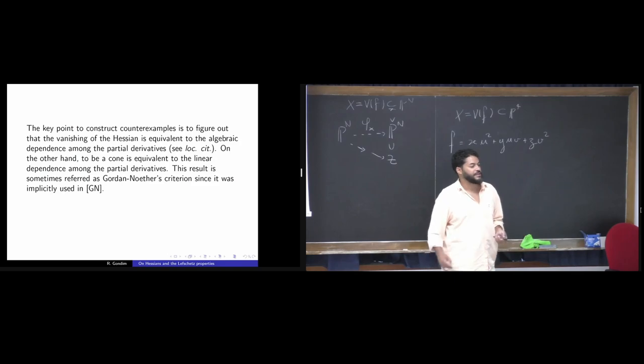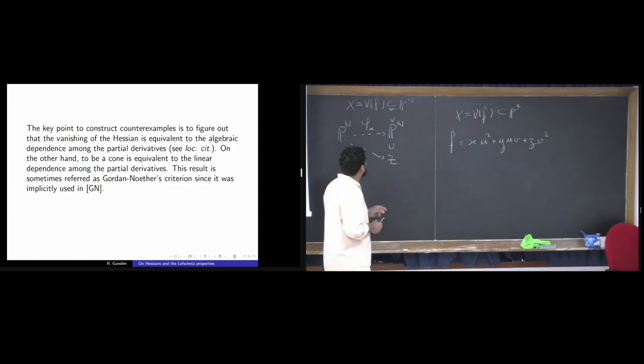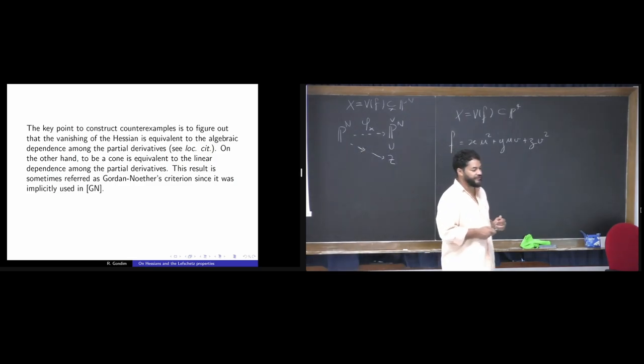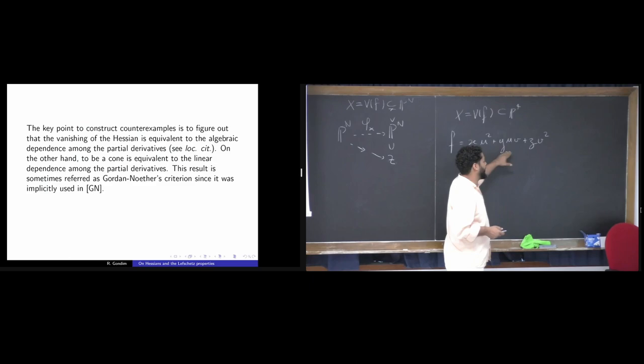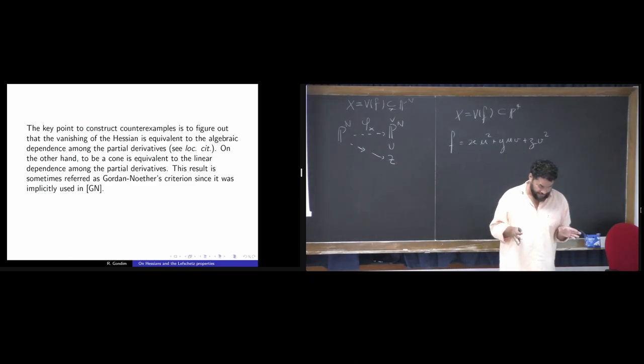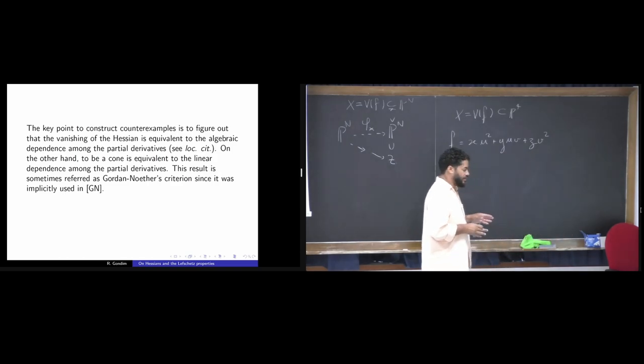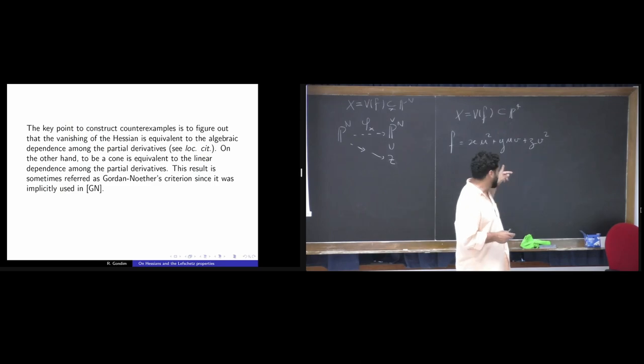The key point to construct such counterexamples is to understand that the vanishing of the Hessian is equivalent to the dominance failure of the polar map. So what I'm saying is that it's equivalent to the algebraic dependence among the partial derivatives of f. I recall that X is a projective cone if the partial derivatives of f are linearly dependent. But the vanishing of the Hessian is equivalent to the algebraic dependence among the partial derivatives.